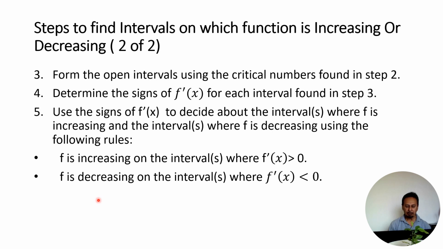Step 3. Form the open intervals using the critical numbers found in step 2. Step 4. Determine the sign of f prime of x for each interval found in step 3. And then step 5, use the signs of f prime of x to decide the intervals where f is increasing and the intervals where f is decreasing, using the following rules. f is increasing on the interval where f prime of x is bigger than 0. f is decreasing on the interval where f prime of x is less than 0.